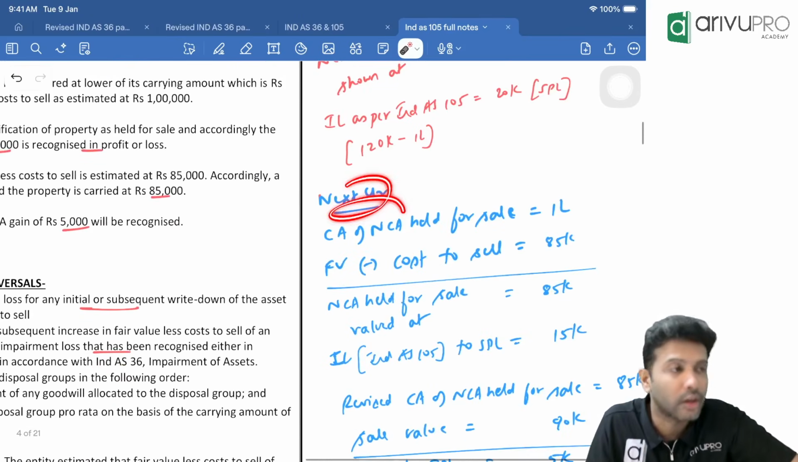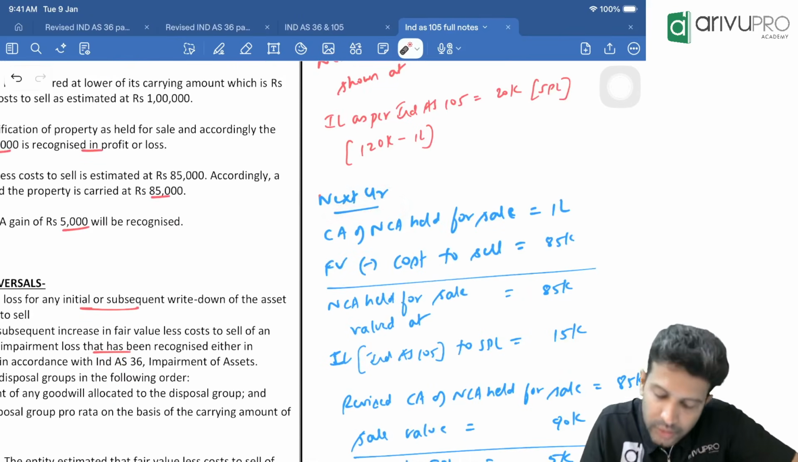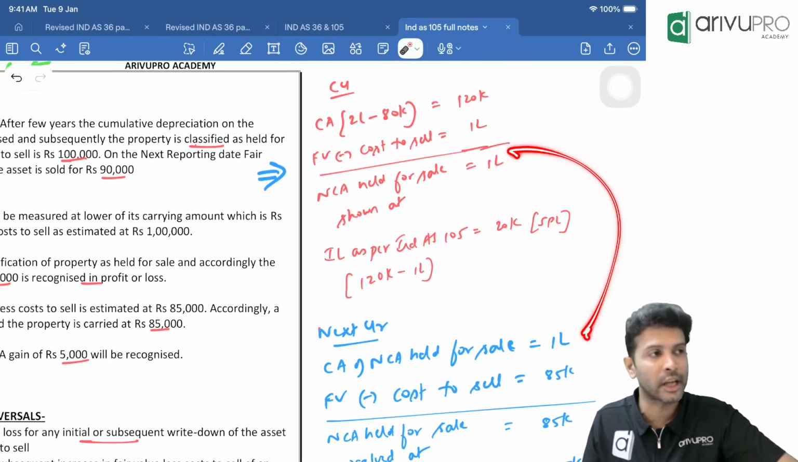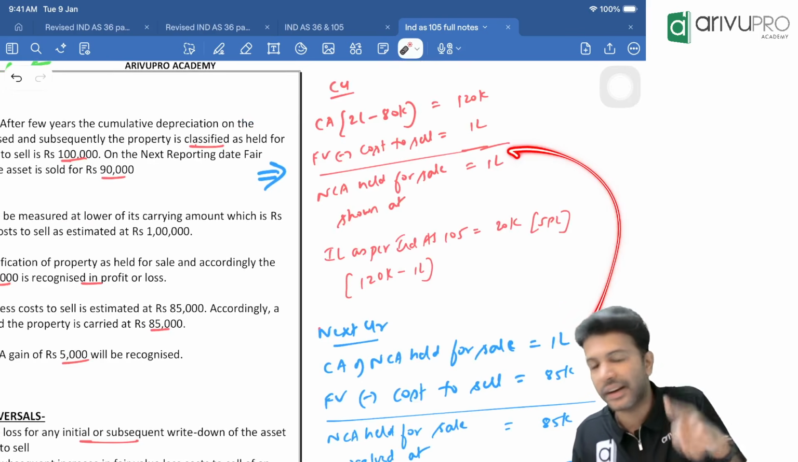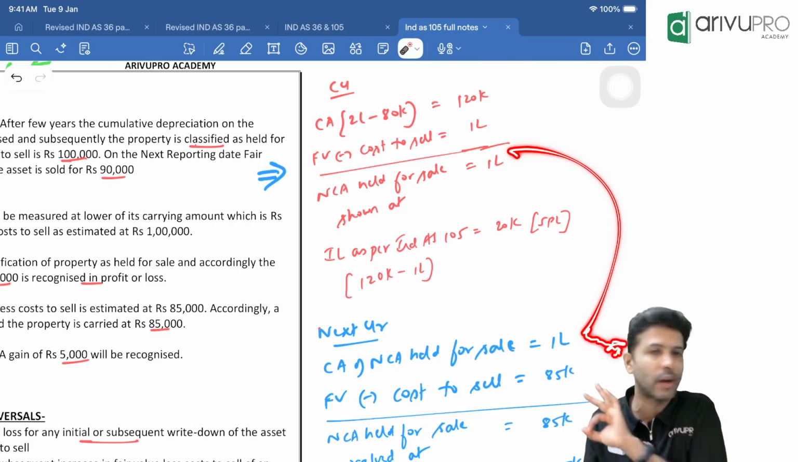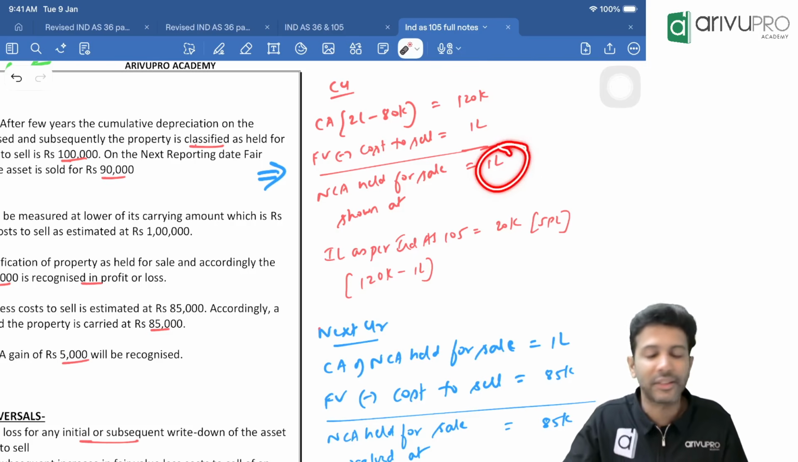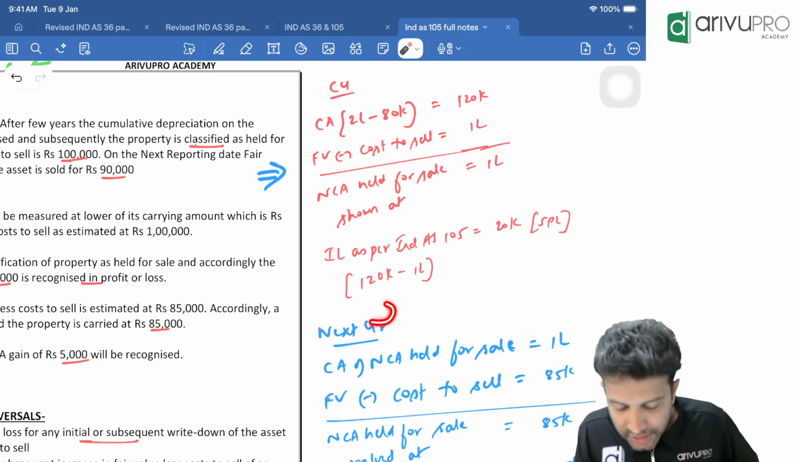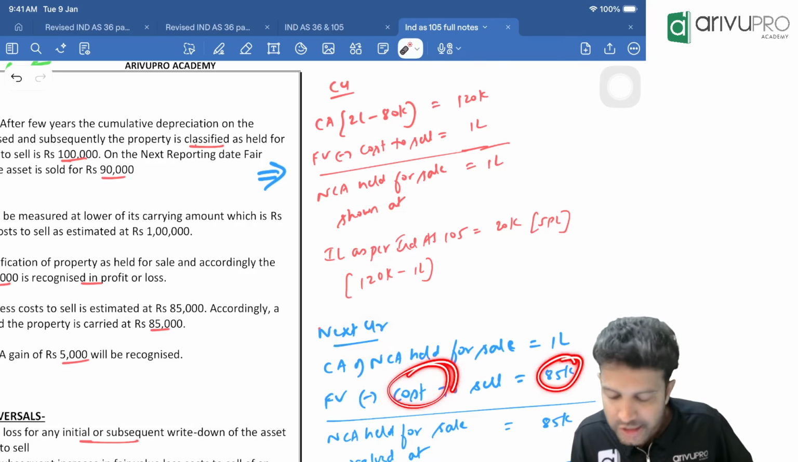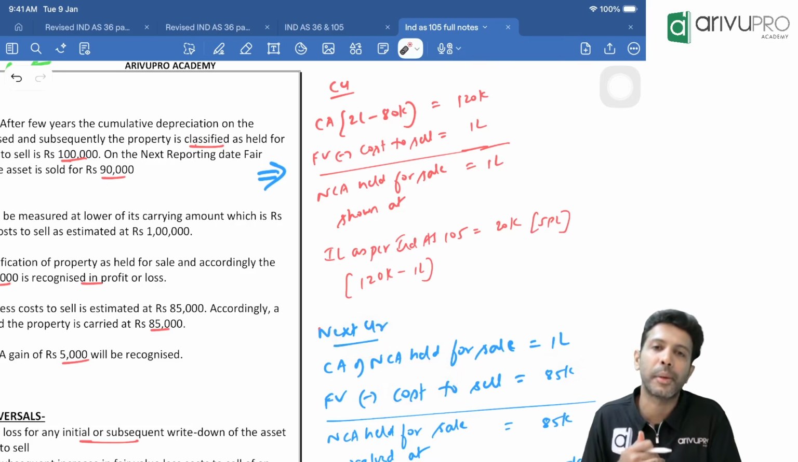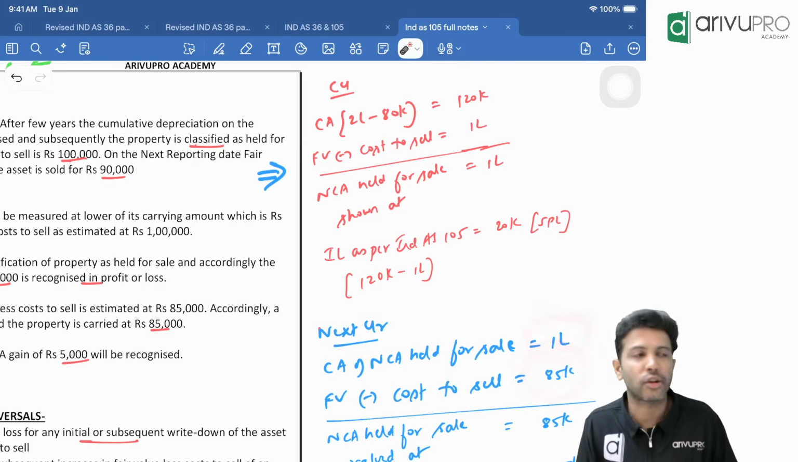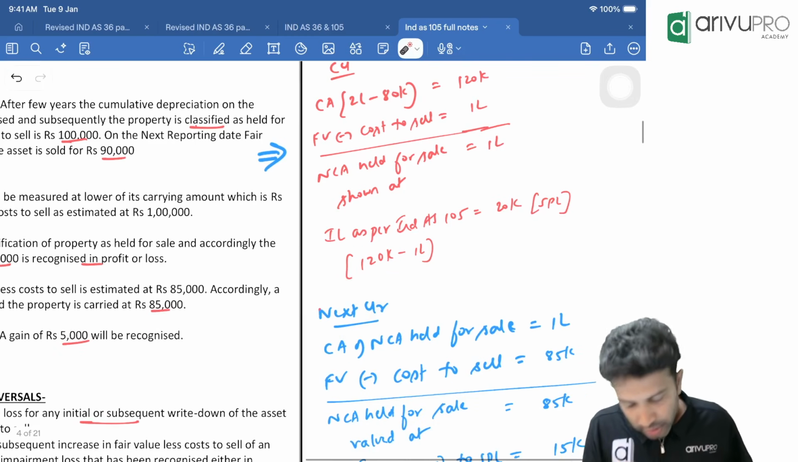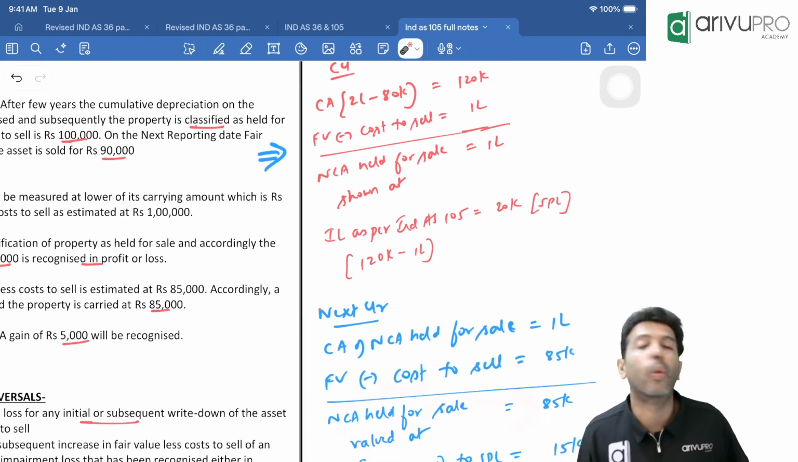Now again on the next reporting period, the carrying amount of the non-current asset held for sale is 1 lakh. Sir, why 1 lakh? Depreciation will be there, no, sir? No. Once an asset gets classified as held for sale, depreciation and amortization will not come. So if it was 1 lakh in the previous reporting period, on the next reporting period also the carrying amount will be 1 lakh. But in the same reporting period, fair value less cost to sell has become 85. So what should it be measured at? Carrying amount or fair value less cost to sell, whichever is lower. Which is lower? 85.